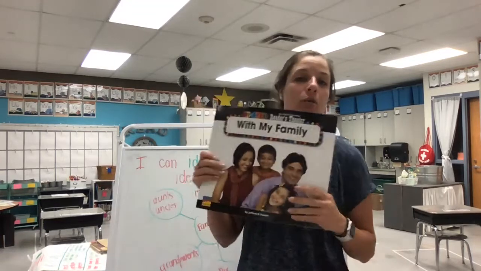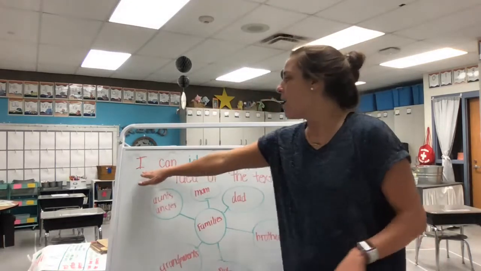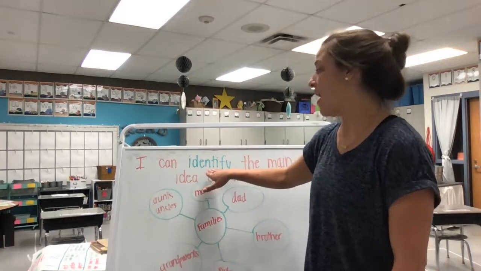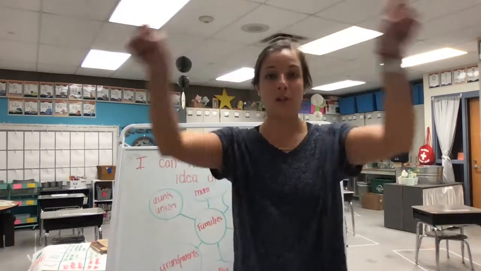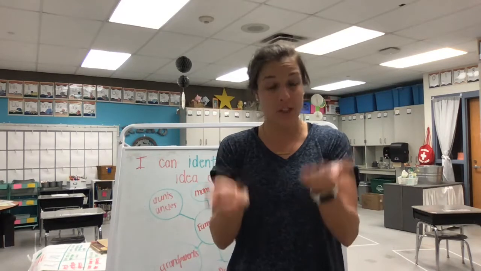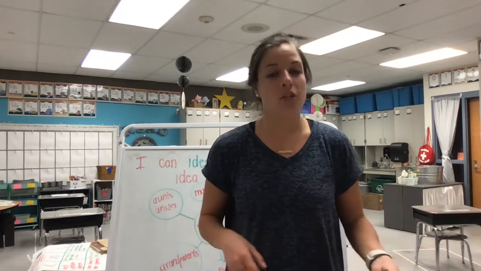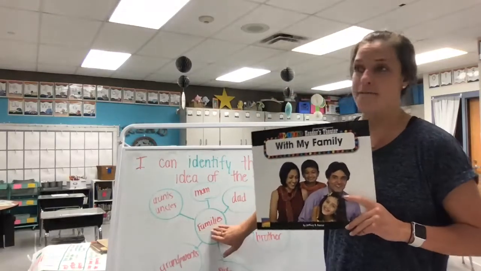Today we're going to continue looking at our Reader's Theater book about families. So let's take a look at what our learning target is for today. It's again, I can identify the main idea of the text. And what's the main idea? The main idea is the big idea. And what supports the main idea? Supporting details, right? So the main idea of our book, our Reader's Theater for this week, is families.